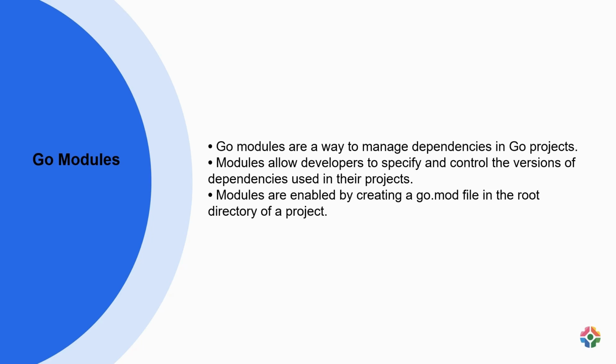This control is established by initiating a go.mod file in the project's main directory. For example, creating a go.mod file with specific version declarations ensures that the project consistently incorporates the correct dependencies, thereby maintaining consistency in developmental environments across different machines.